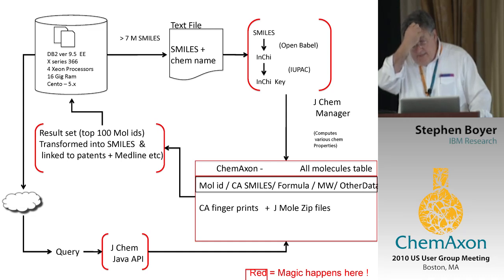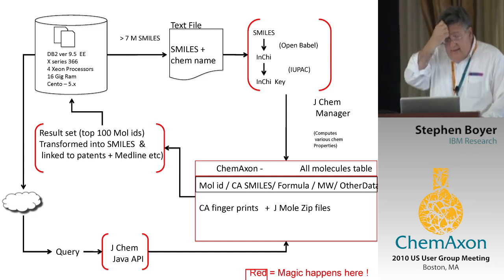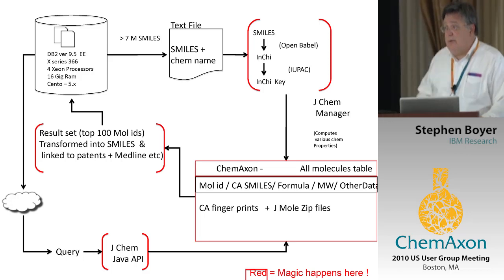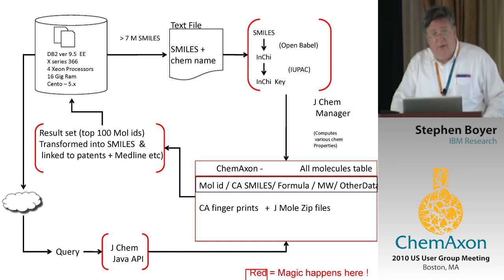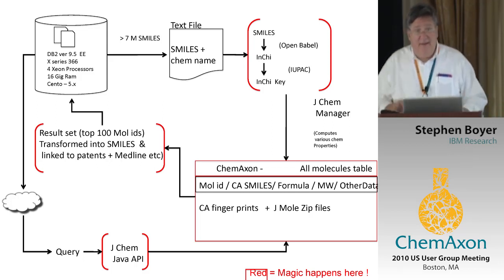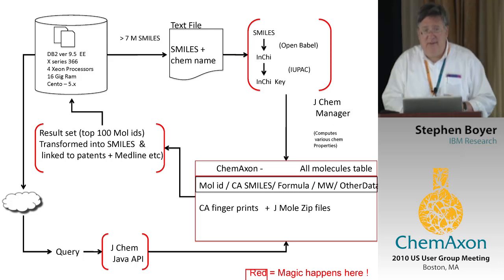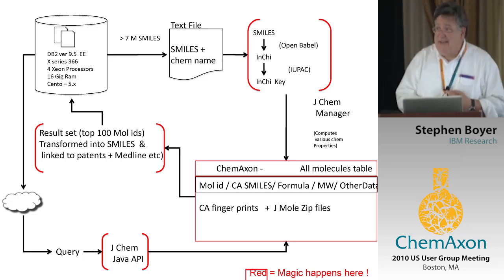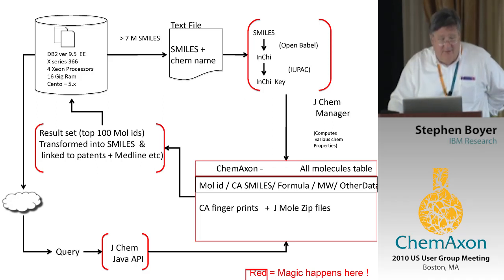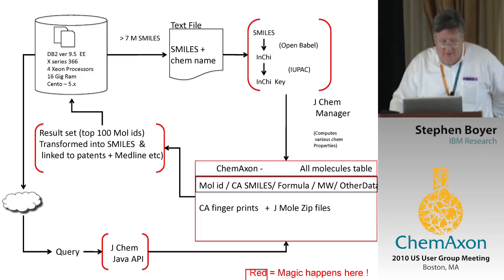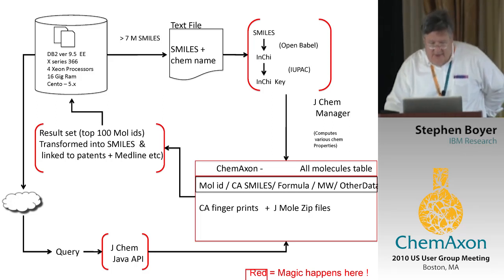So being an IBM shop, we use DB2, and there weren't really any chemical cartridges for DB2. So we contacted some of the folks at ChemAxon, and they were actually very helpful in helping us devise a system. So I have to confess, this is work from some other folks. These are the computer folks who actually made this happen. But as I was told, we run a DB2 version 9.5 Enterprise Edition. It's on an xSeries 366 Xeon processor, 16 gig of RAM on something called CentOS.